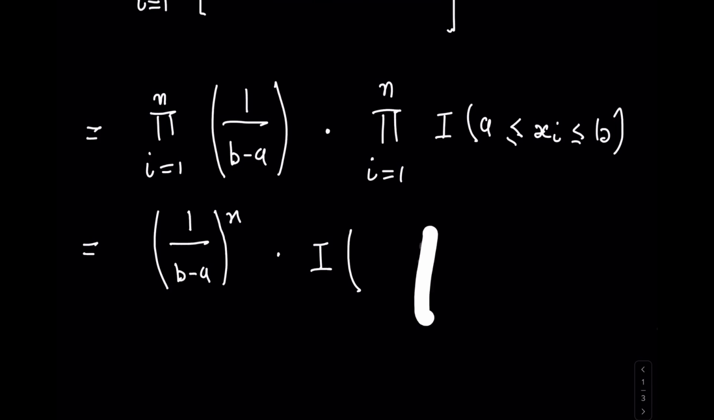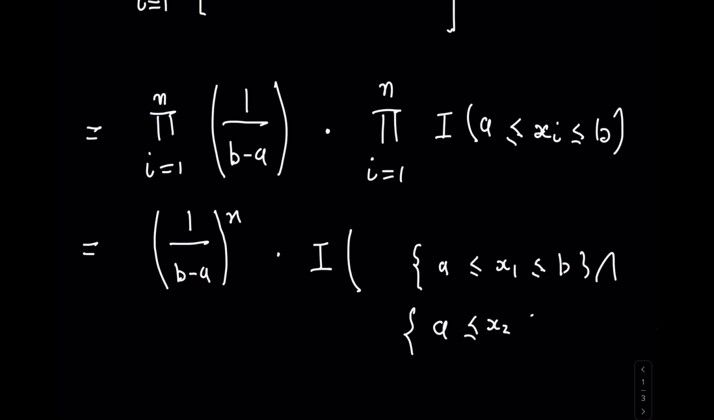Let me write it in the right pen, mind you. It means that each x1 in [A, B] must be true. It means A ≤ x2 ≤ B must be true, all the way up to A ≤ xn ≤ B. And there's nothing after that, so we can close the bracket.